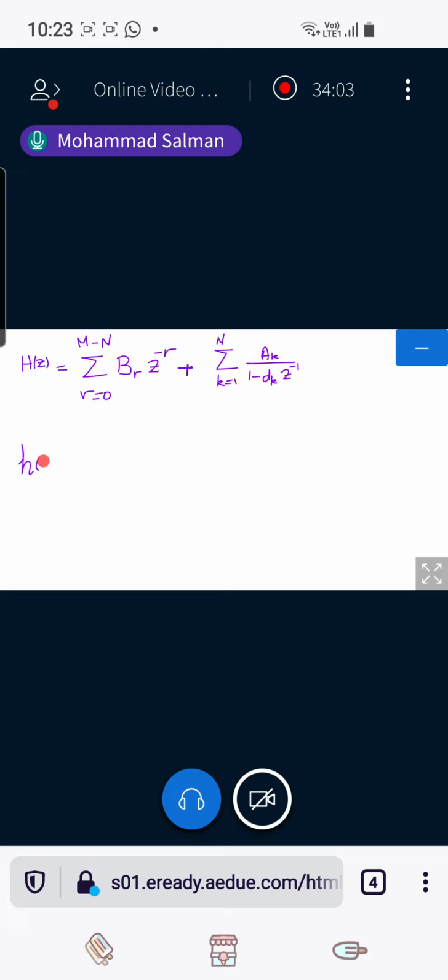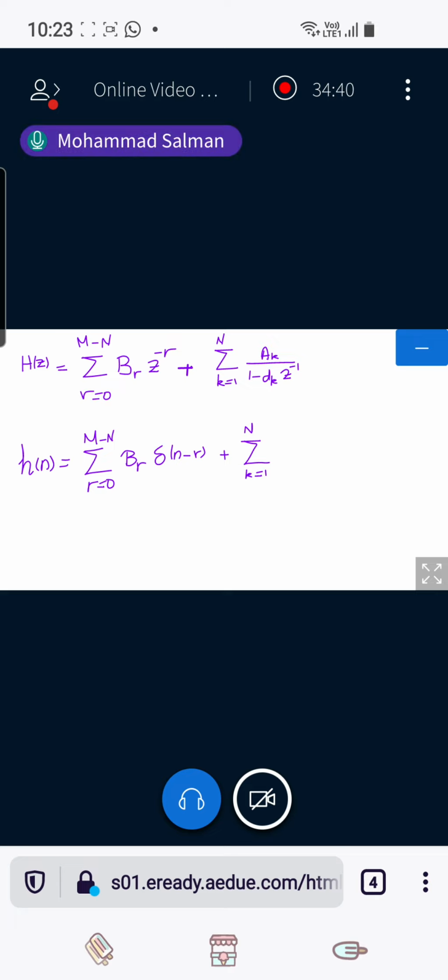H of n can be found as follows. Let's look at this one. What do we have here? Summation from 0 to capital M minus N of b sub r times the inverse of z to the power minus r, which is delta of n minus r, isn't it? This is pair number 4, if you remember. And the other part is a summation from k equals 1 up to capital N.